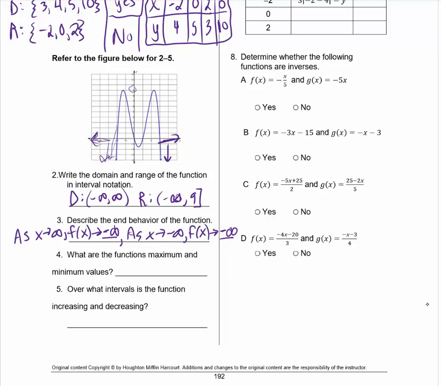Number 4, what are the function's maximum and minimum values? Maximums occur at high points, like these maximums, which are at 9. And that's what we would call a global maximum, if we want to get particular, or an absolute maximum. Those are two words for it, global or absolute maximum, because it really is the highest point in the graph. There is not an absolute or global minimum because our graph goes down forever, but there is what we call a local minimum here at, I'm going to say, negative 1.5.